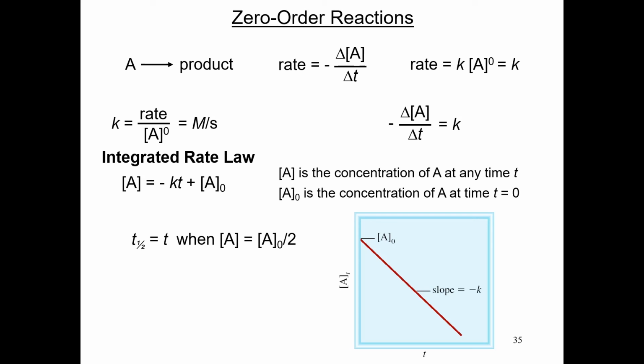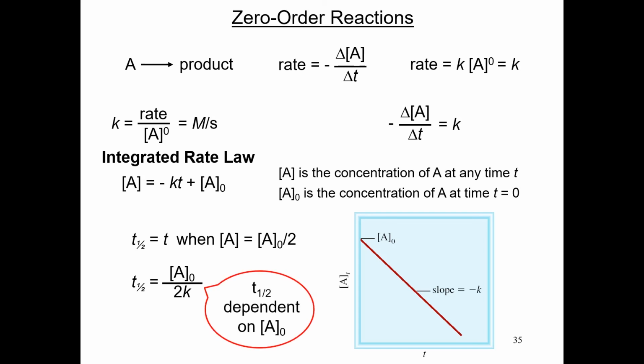The half-life, again, is the time at which the concentration is half of the initial concentration. If we plug those values into the integrated rate law and solve for the half-life, we find that it's going to be initial A over 2K. In other words, once more, the half-life is dependent on the initial concentration. The half-life, in this case, is not constant.